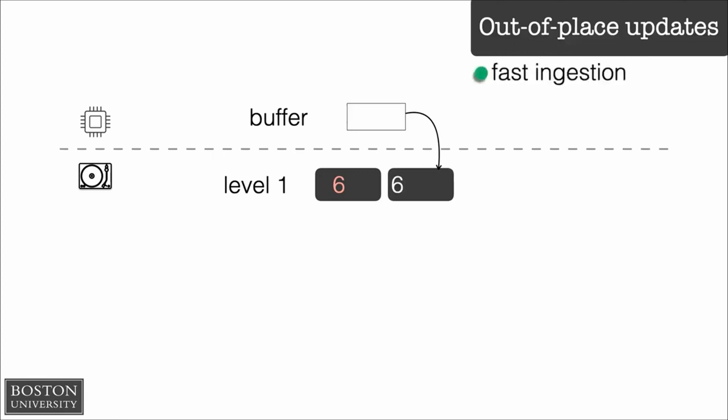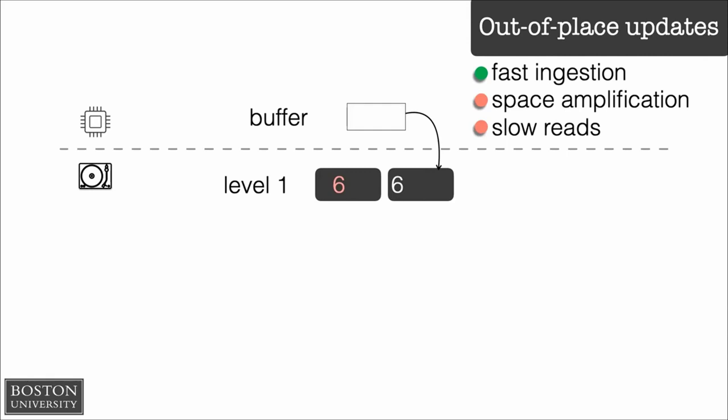This out of place update strategy allows us to have very fast ingestion, because we don't need to reconcile the older values with the new values yet. We simply write them over there without any problem. However, this comes with some costs. We have space amplification, meaning that we're storing 2 values at this time, so we have extra storage that is not going to be useful.